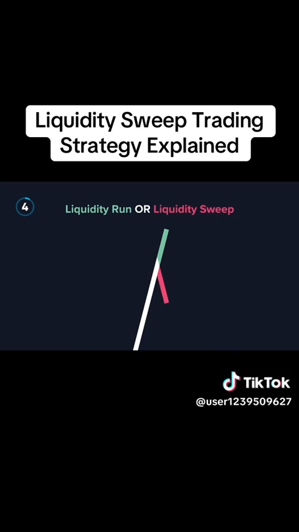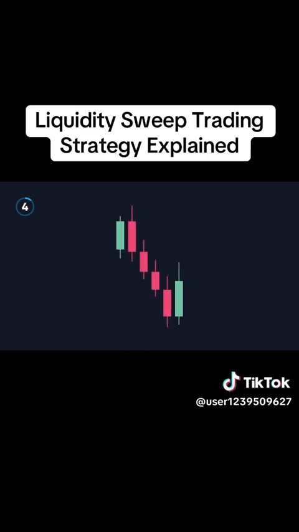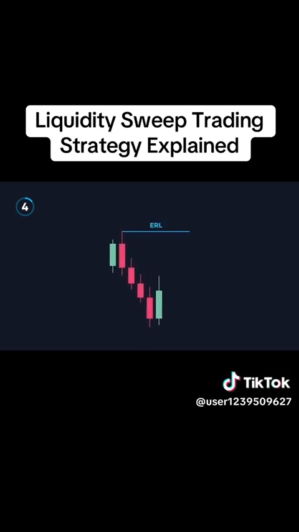This might seem simple at a first glance, but understanding what price is going to do at a liquidity level is where most traders struggle. So let's start by looking at liquidity runs first. Here we have a swing high, which is the current external range liquidity that we are drawing into. Price then pushes up and closes above the level, but as it stands, this isn't yet a liquidity run. It has only created a breakout.